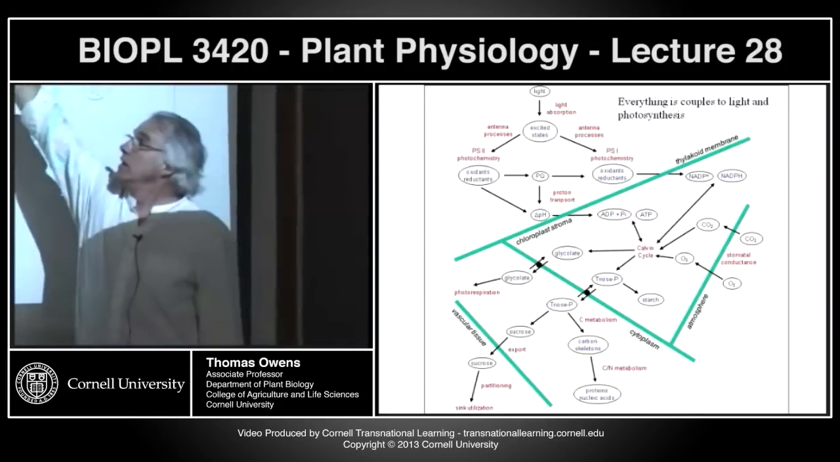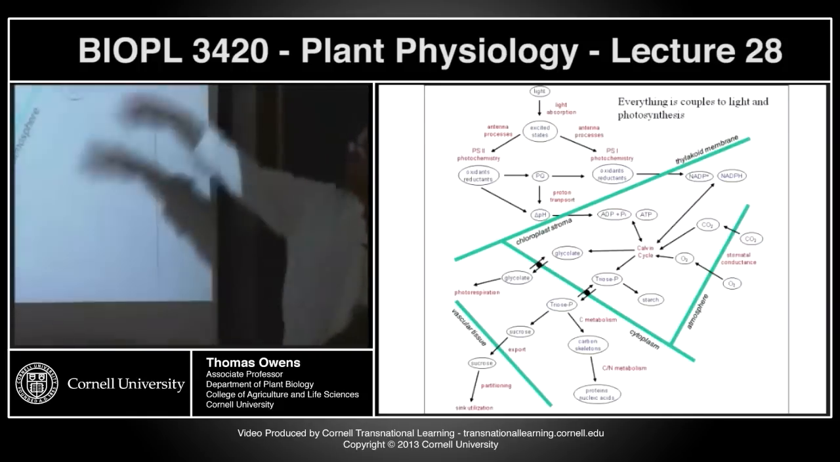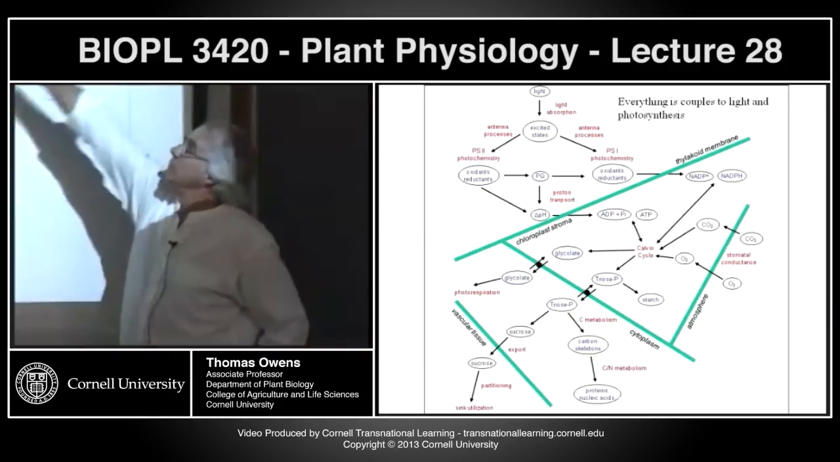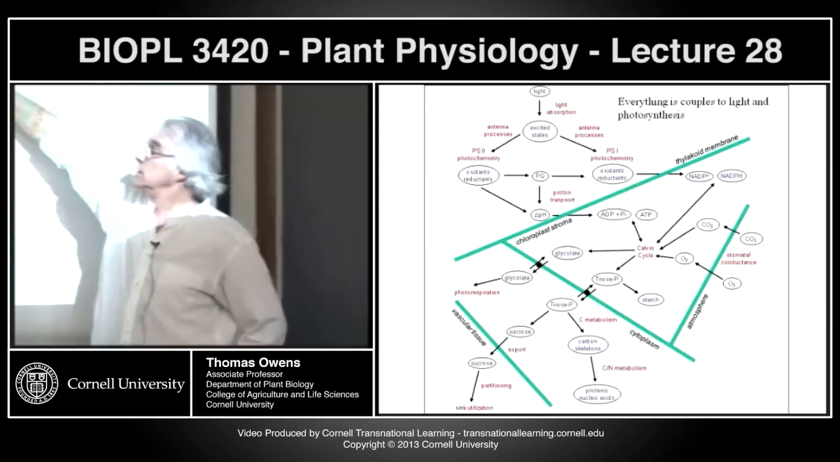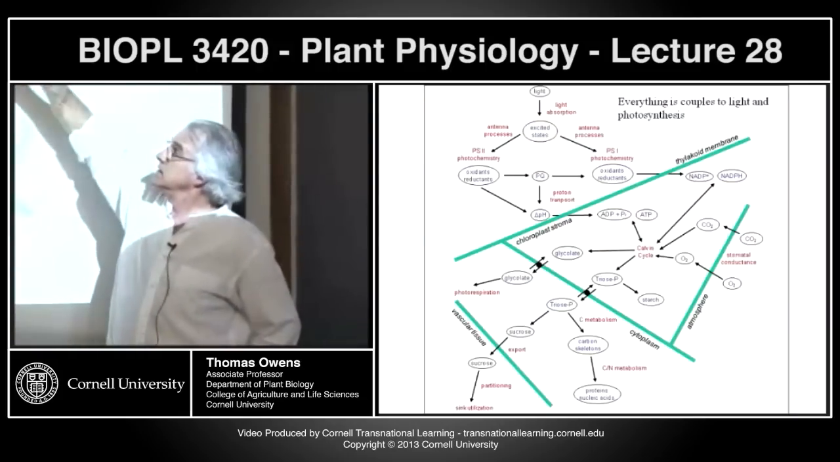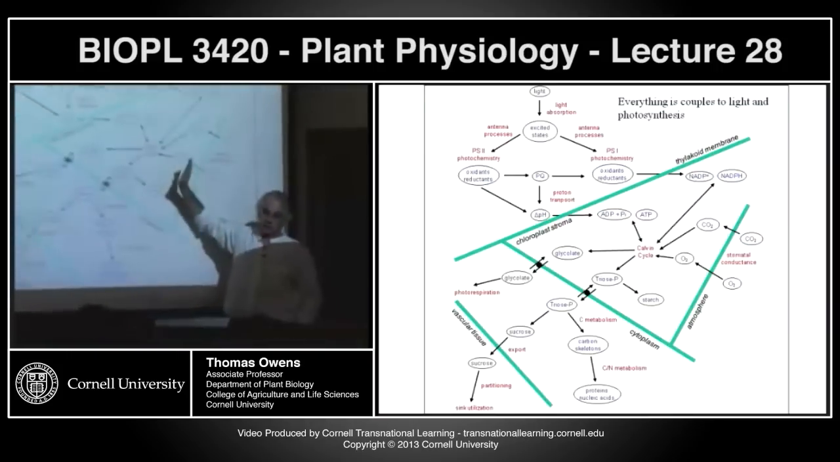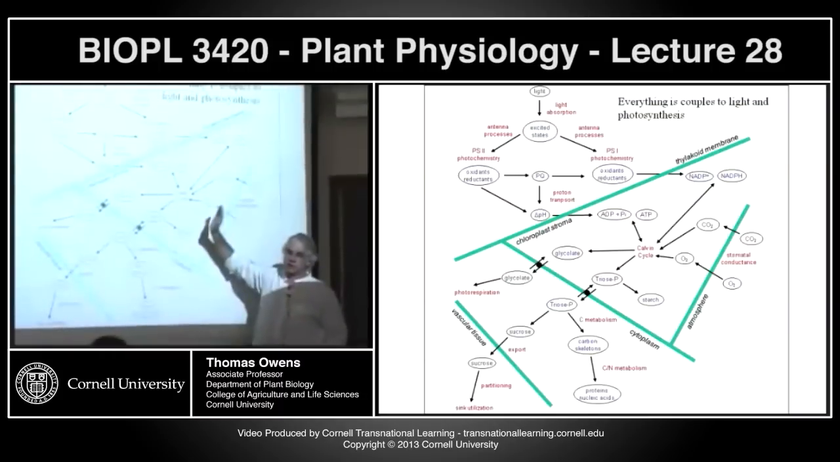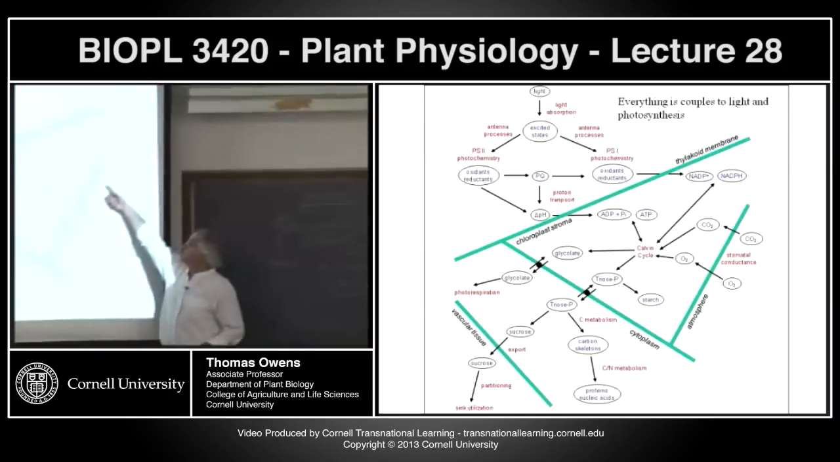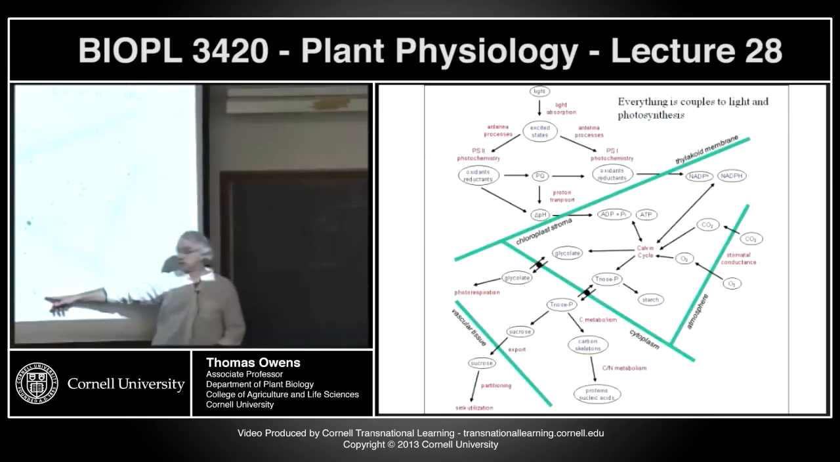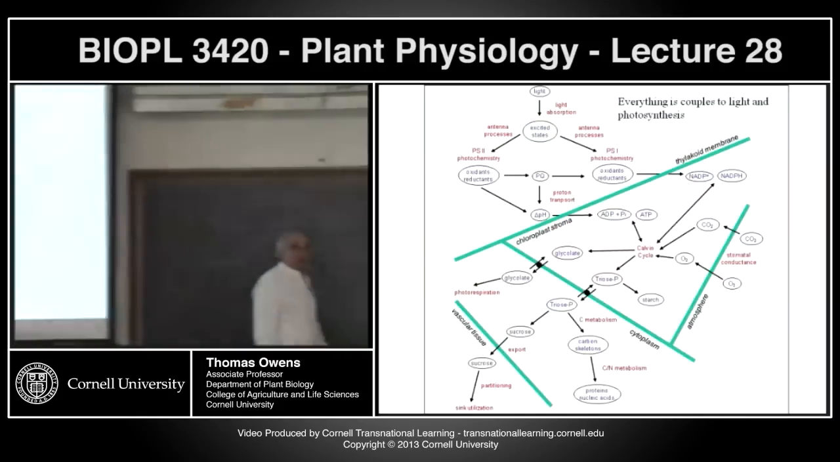So up here in the upper left, we've got the light reactions driving electron transport, making a pH gradient, making oxidants and reductants. These things in the stroma are driving the Calvin cycle. But the thing we need to keep in mind is that the Calvin cycle is intimately linked to many other processes in the cell and in the plant. So it's linked to water availability through the stomatal conductance, the opening and closing of the stomates and the availability of CO2.